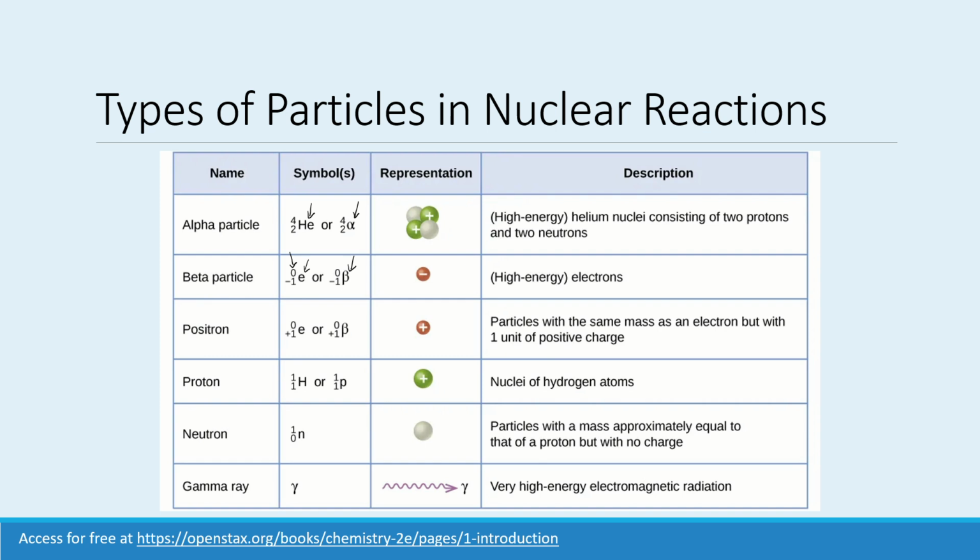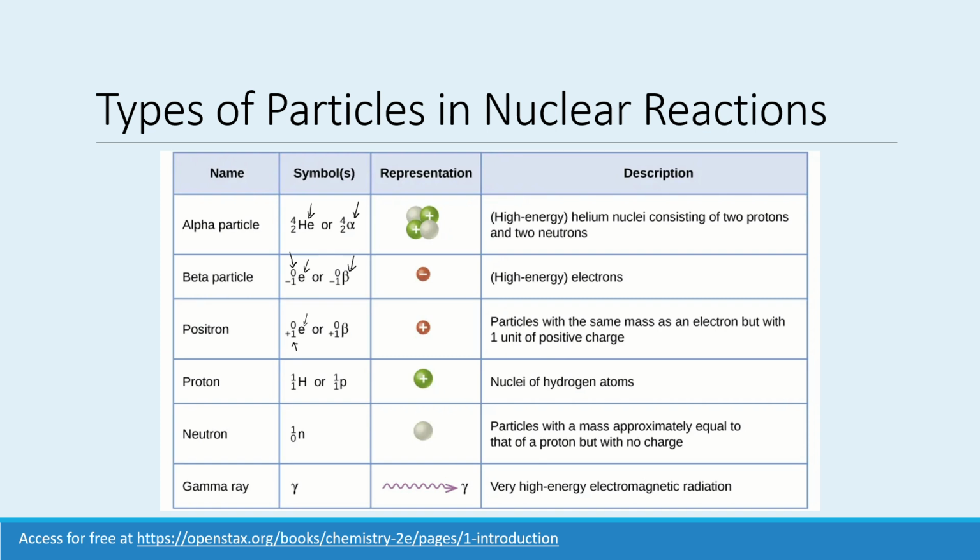Positrons are going to be the antimatter of beta particles, and so it's still going to be represented by the same symbol, the E, but the difference is that it now carries a positive charge but does not have any mass in comparison to protons and neutrons, and so the mass would be essentially 0.